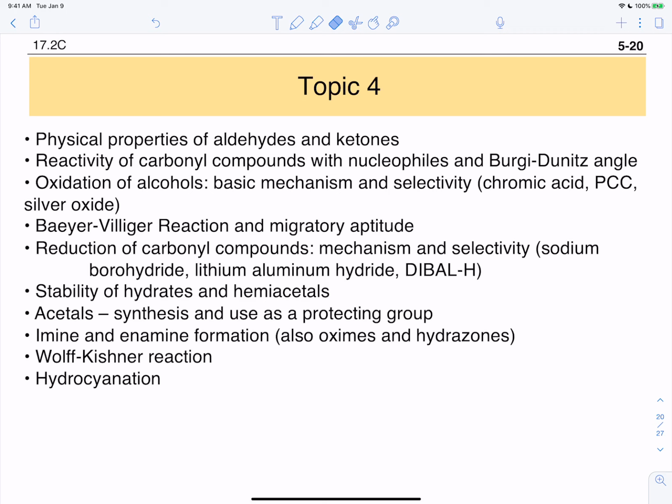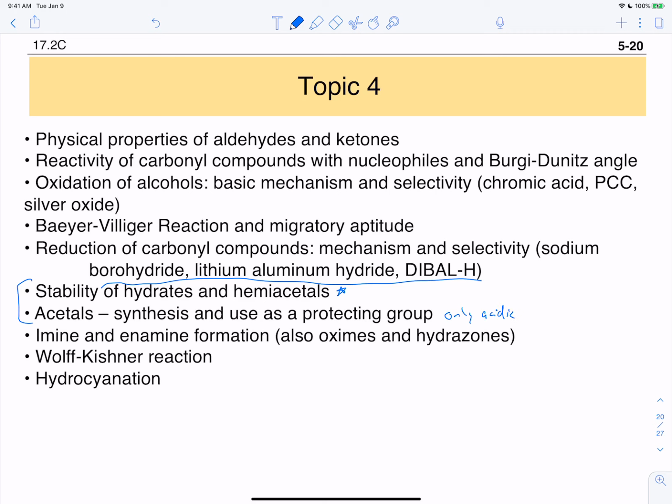reducing agents like sodium borohydride, lithium aluminum hydride, and diol. We talked about making hydrates, hemiacetals, and acetals. These all had very similar mechanisms. You can make hydrates and hemiacetals under basic or acidic conditions, but acetals are only under acidic conditions.